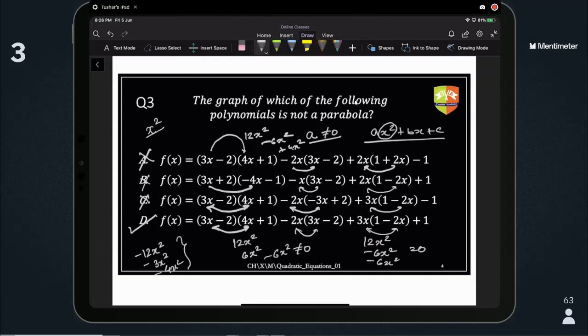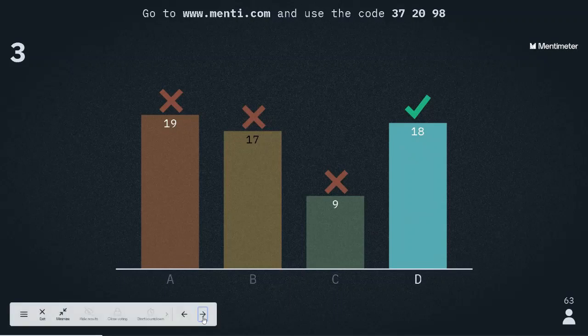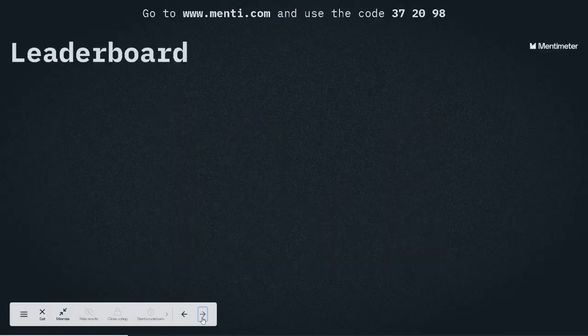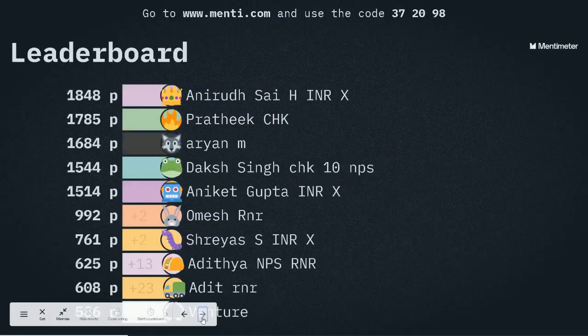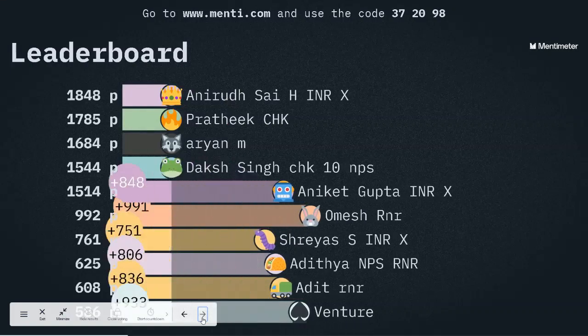The learning is, for any quadratic equation to exist, A must not be zero. Only then you will see a parabola. Yes, it is tempting to multiply. That's what the intent of the question was, and you fell for it. Okay, but the result is pathetic. Only 18 people got it. That means you need to work on these kinds of questions. So go by basics. The normal tendency is, whichever way I know, I will move in that direction. That's a wrong strategy.